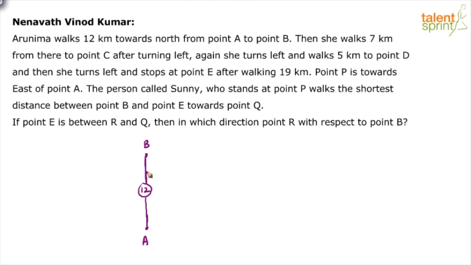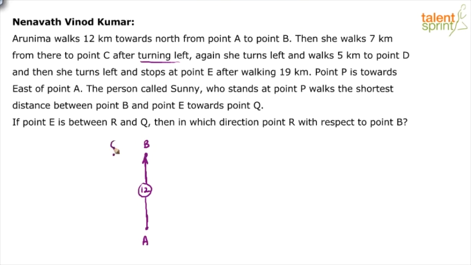Now she walks 7 kilometers from there. Her current position is B. Then she walks 7 kilometers from there to point C, turning left. So she has turned left. When a person is moving towards north, she is in this direction, and left is our left. And she reaches point C.